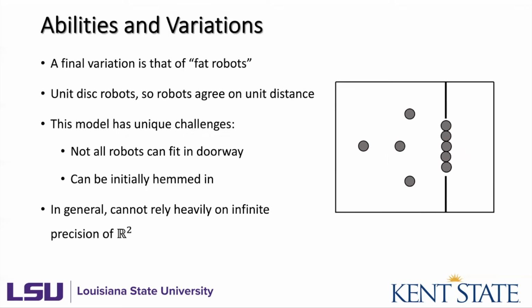Also, robots can be initially hemmed in, such as the center robot in the square. It cannot move until the other robots have moved first. And then once they've disappeared through the door, these robots will move to the door and then they will disappear. So in general, the problem with so-called fat robots is they cannot rely heavily on infinite precision.